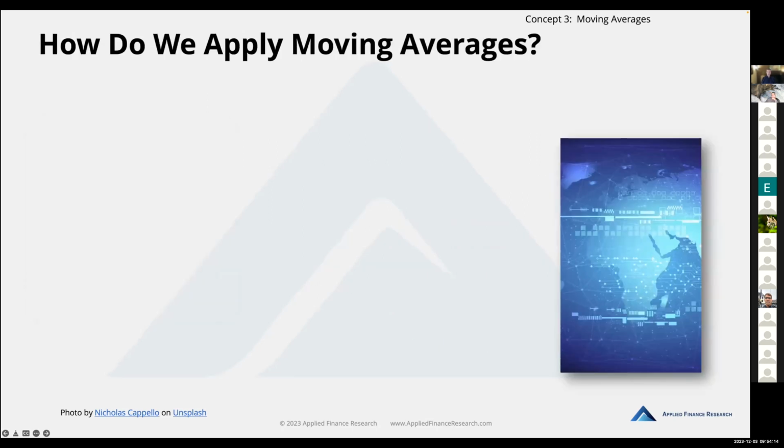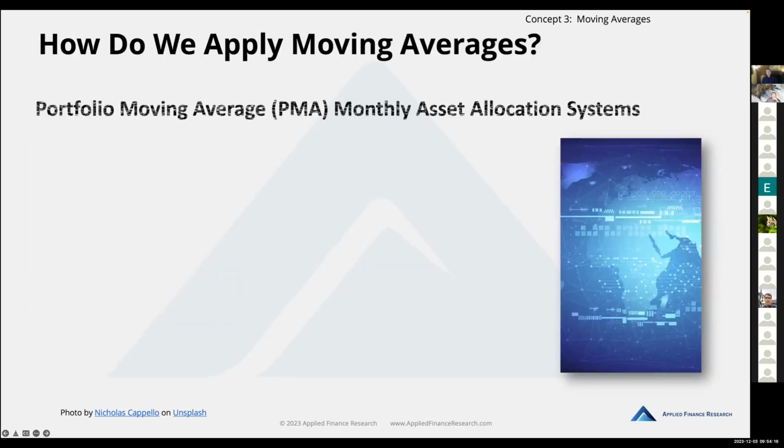So how do we apply moving averages? We have monthly asset allocation systems. We call them portfolio moving average systems, and they are driven solely by the concept of momentum. They're very simple systems that generate very powerful results.